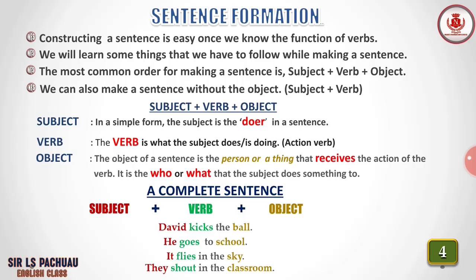It flies in the sky. It is the subject. It can be a bird, but if we say bird, that will be a noun. We are using a pronoun here, called it. And the action here is fly or flies, the verb. And who or what? Where? The receiver here is the sky. It flies in the sky. So sky is the object.